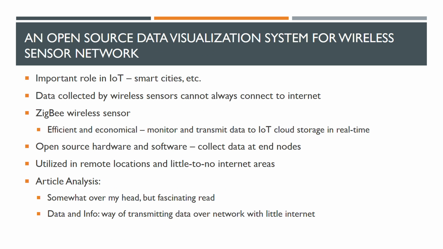My last article is an open source data visualization system for wireless sensor network. So this article talks about how wireless sensor networks play an important role in the Internet of Things, especially in regards to smart cities and smart agriculture. So they allow for efficiency and a quality of life adjustment. In smart agriculture, they allow for an adjustment to use less water. So it's an overall good thing to have.